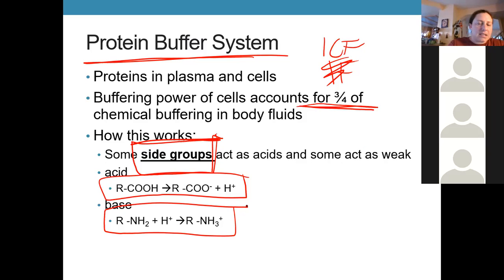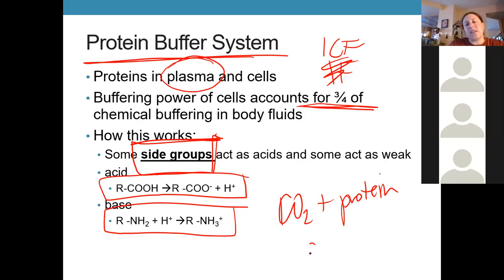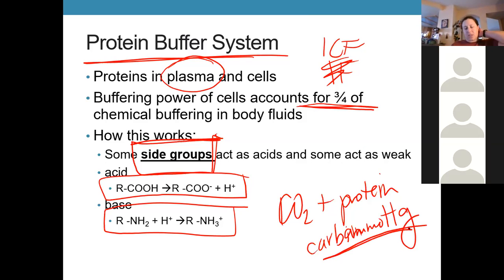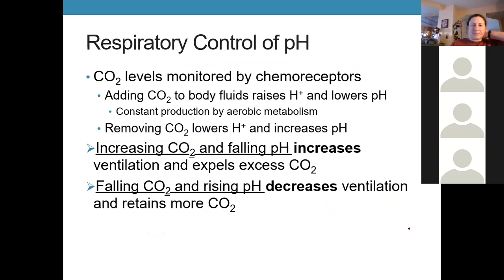In addition to that, we do have plasma proteins that can do the same thing in the blood. They're not going to be as important in the blood as the bicarbonate system, but they are still there, and there's an interaction with the bicarbonate system because carbon dioxide can bind to the proteins and make those carbamino compounds. So for example, we can have carbaminohemoglobin. So there is an interaction between these two systems. Okay, so those are our chemical buffers.